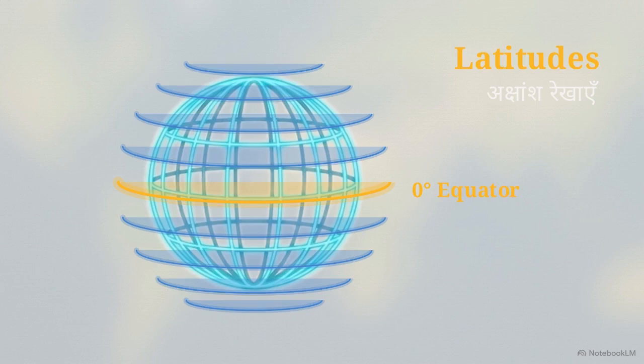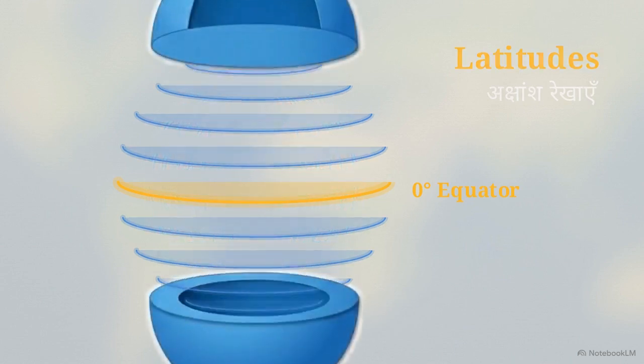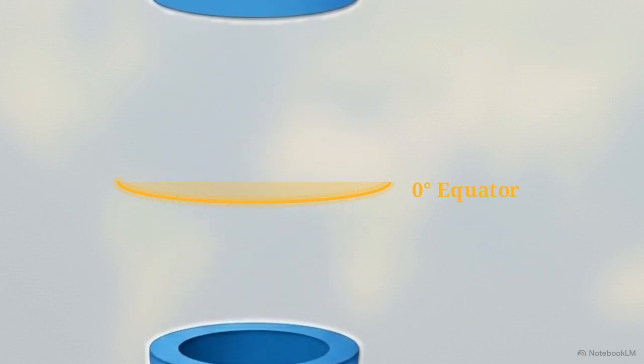Think of the equator as the main street of our planet. As you can see here, it divides the Earth neatly into two equal halves, the northern hemisphere on top and the southern hemisphere on the bottom.